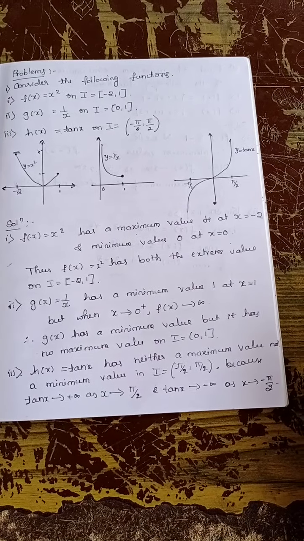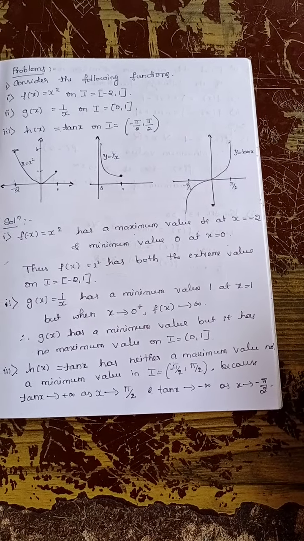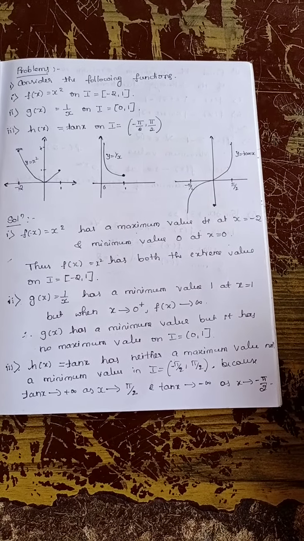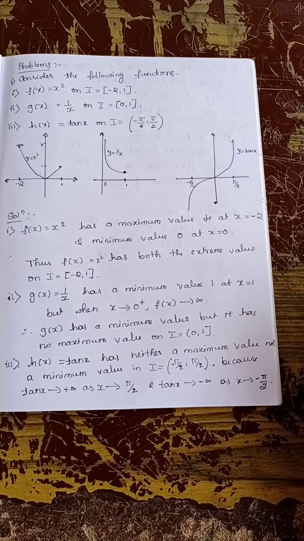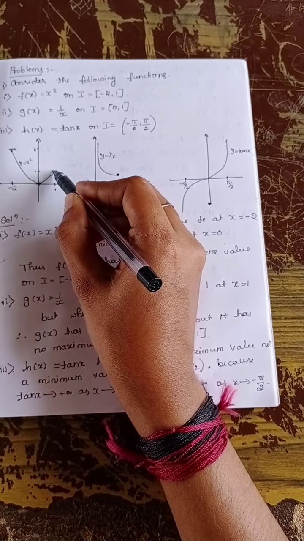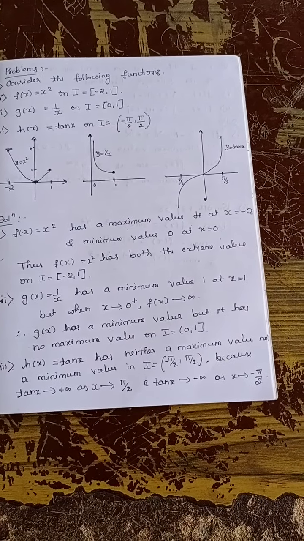Therefore f of x is equal to x square has both extreme values on the interval I is equal to minus 2, 1. Its maximum value is 4 at x is equal to minus 2, and the minimum value is 0 at x is equal to 0. Here 1 is the middle value, and 0 is the minimum value at x is equal to 0. Next is g of x.